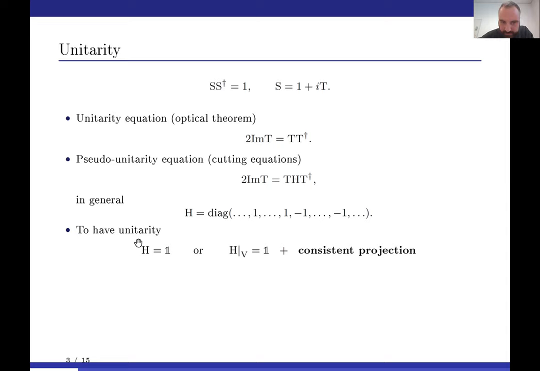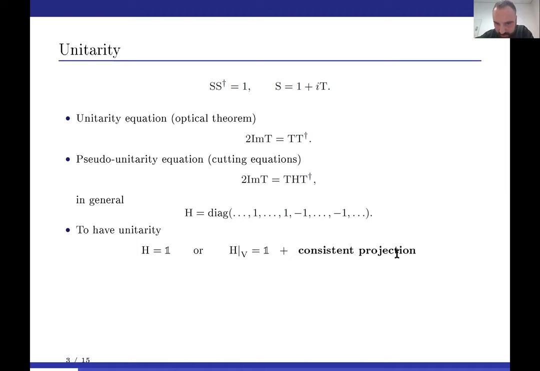Or you can have the identity in a subspace V, but you cannot simply project naively onto the subspace, because quantum corrections will resuscitate the states that you want to project away. So if you want to really do a projection on a subspace where your S matrix is unitary, you have to do something more than naively project. I call this operation consistent projection.